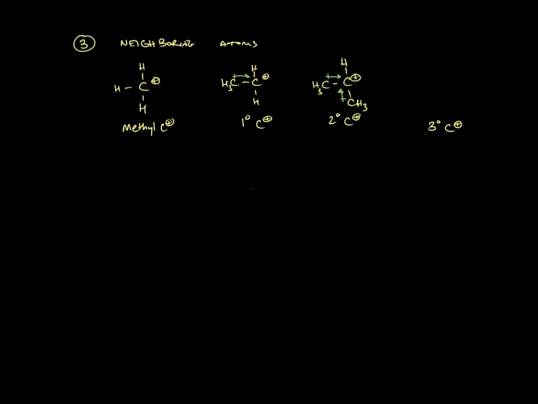carbocation, which is simply a C plus with 3 R groups attached. R's just mean carbons. It could be methyls, it could be ethyls, just any carbons. And so when we're ranking these in terms of stability, of course, the tertiary one that has more carbon neighbors sharing electrons with it would be the most stable carbocation.